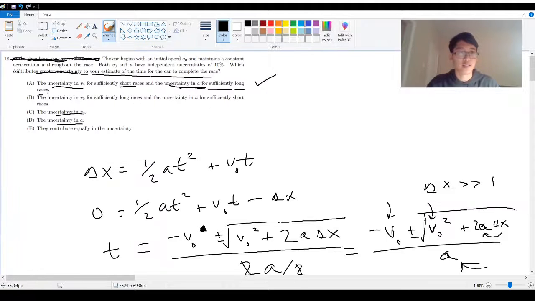So that tells us that the uncertainty in V naught for sufficiently short races is what contributes to greater uncertainty for the time it takes for the car to complete the race.